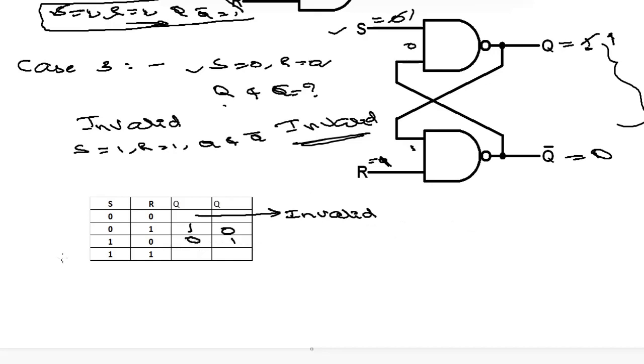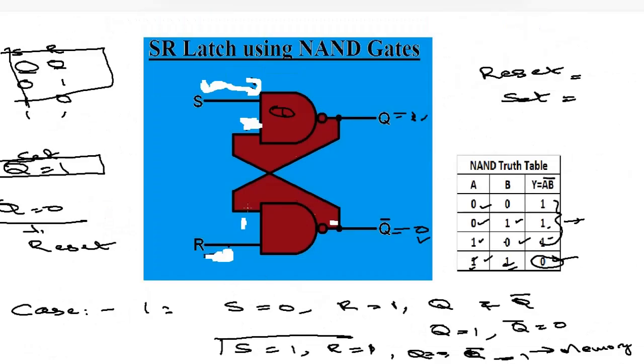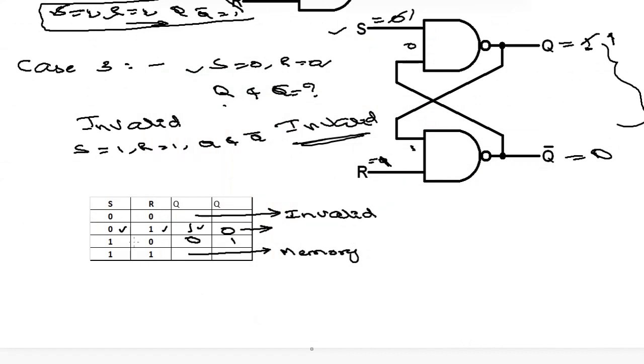Q bar is 1. When S equal to 1, R equal to 1, this condition is called the memory condition. Previously, whatever the value in Q and Q bar, those values can be stored here. At this time, it is stored as a memory element. So when S equal to 0, R equal to 1, Q is 1, that condition is called the set condition.